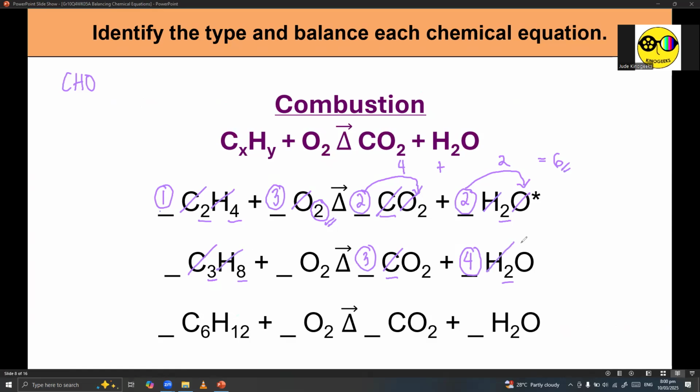Or balanced. And now we have oxygen. So oxygen on the reactant side, we have 2. And on the product side, we have 3 times 2, which is 6, plus 4 times 1 is 4. So 6 plus 4 is equivalent to 10. You have 2 oxygen atoms on the reactant side, and you have 10 on the product side. So for 2 to become 10, you have to multiply O2 by 5. And because O2 is balanced, therefore, we write 1 as the coefficient of C3H8.